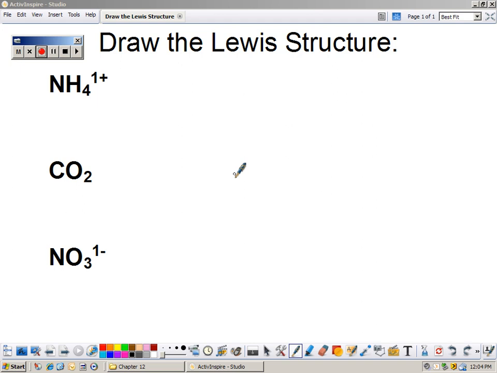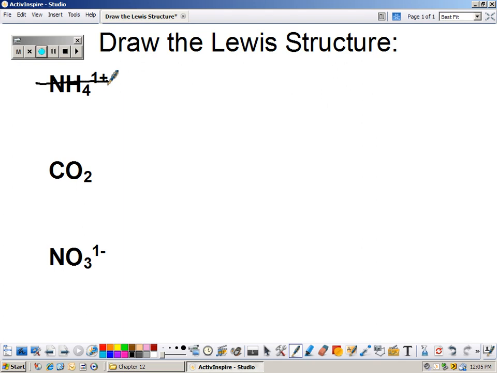Okay, so now we're going to try our second example of a Lewis structure. We finished ammonium in our first video. Now we're going to try carbon dioxide. We're going to follow the same procedure for all of these: total up our valence electrons, find our central atom, and then build our molecule around the central atom, and then make sure that we follow the octet rule and the duet rule for hydrogen.